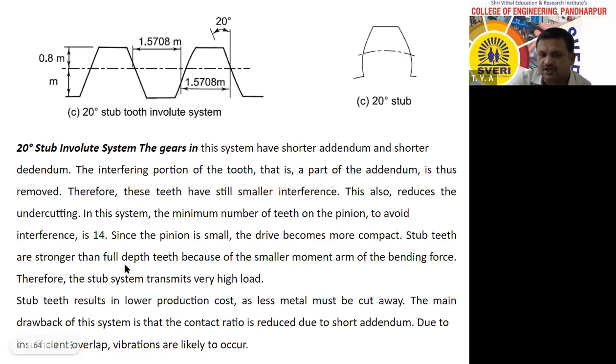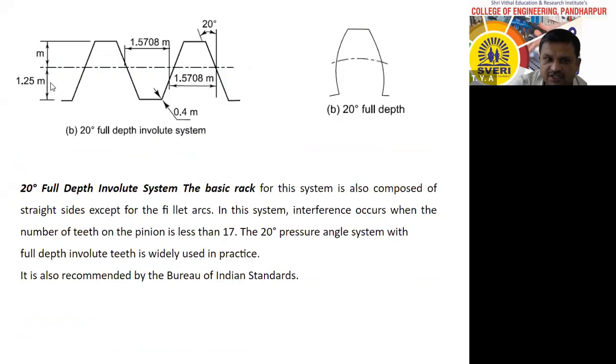Stub teeth are stronger than full depth teeth because of the smaller moment arm of the bending force. Moment arm म्हणजे काय? Moment arm म्हणजे addition of addendum plus dedendum. इथे addition of addendum plus dedendum किती होती? 0.8 अधिक 1 म्हणजे किती, 1.8. अगोदर किती होती? 2.25. इथे किती?